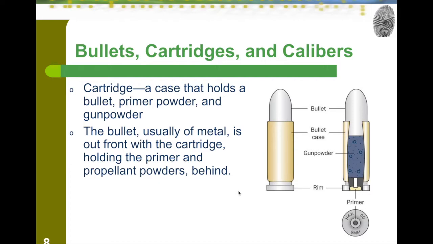A cartridge is a case that holds the bullet, the primer powder, and the gunpowder. So that's the whole thing, the cartridge. The bullet is usually made of metal. That's the top part, and it is the front part of the cartridge. And then the rest of it, the bullet case, is where the primer and the propellant powders are. And then the rim is where basically the gun hits to ignite all of the powders inside. And that's what shoots the projectile out.